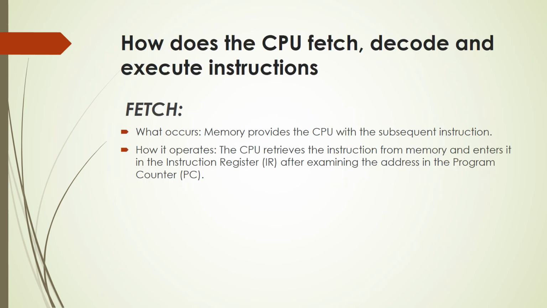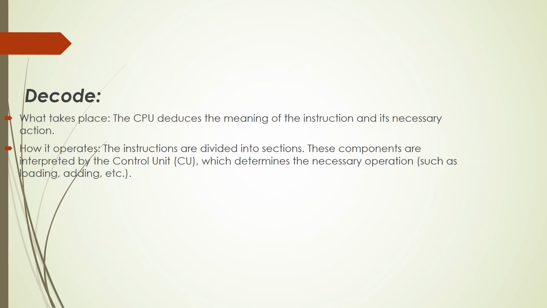And this is another question: how does the CPU fetch, decode, and execute instructions? To begin with, how does the CPU fetch? What occurs? Memory provides the CPU with the subsequent instruction. How is it going to operate? The CPU retrieves the instruction from memory and enters it in the instruction register, which is the IR, after examining the address in the program counter.